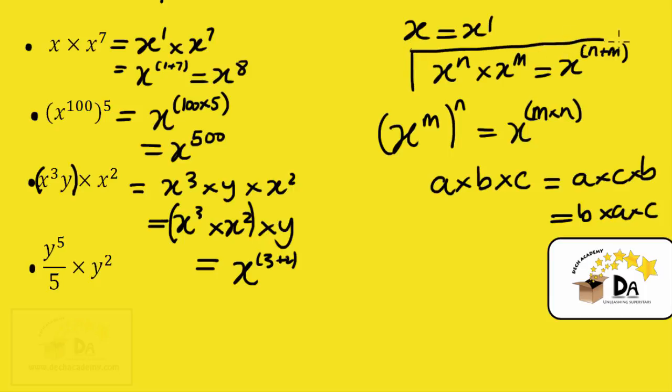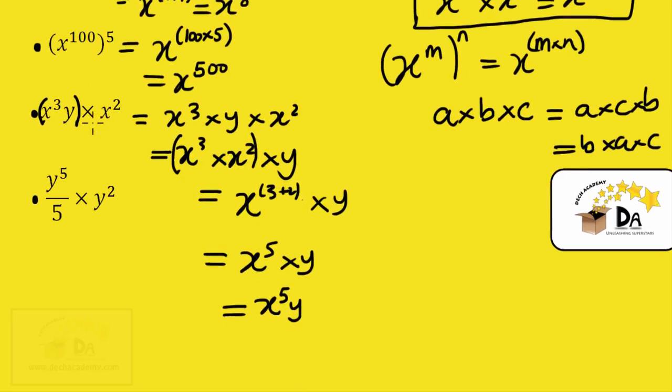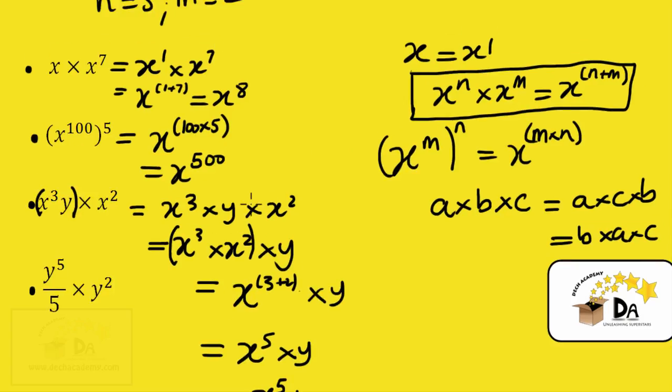Apologies. This rule here. And I still have my times y. And this gives me x to the 5 times y, which is x to the 5y, dropping the multiplication sign. So as you can see, this complex looking problem really has a simple solution. You just have to use two different laws in this case.